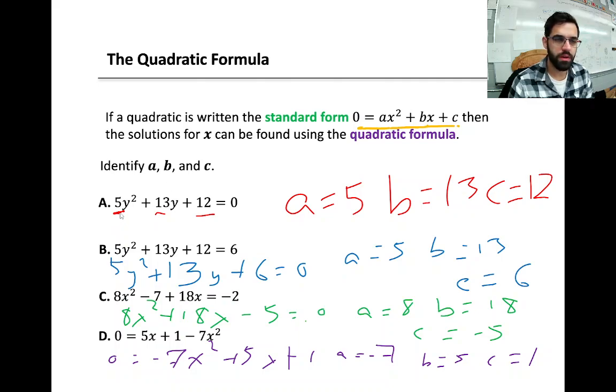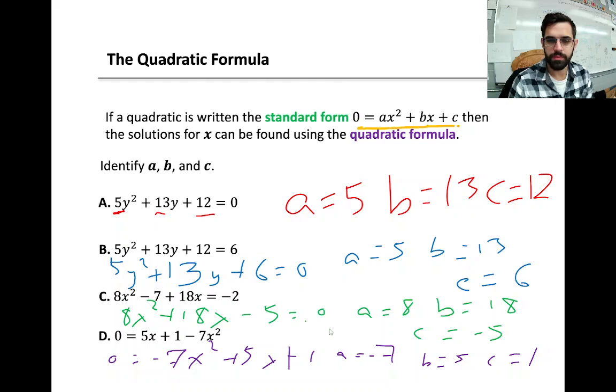So example A, it's y's instead of x's, but the 2 exponent is right here, so the a value would be 5. The y is right here, so the no exponent, or the exponent of 1. That means this is the b value, 13. And then our constant term, the plus 12, is right here, so that means c is 12.